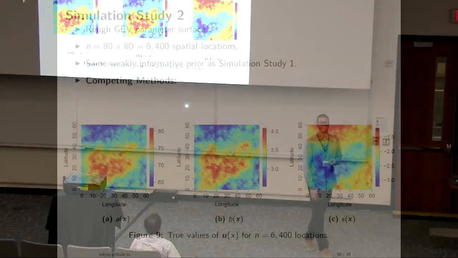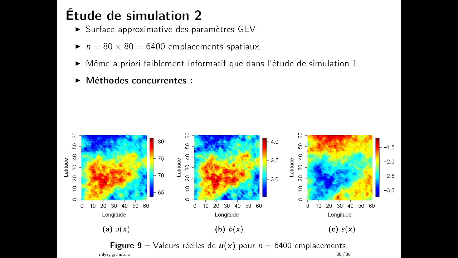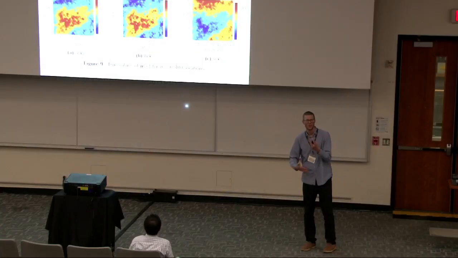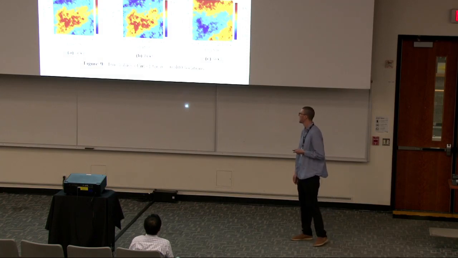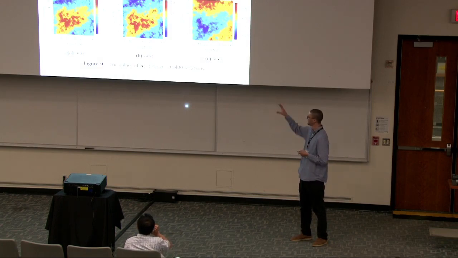First of all, it's 6,400 locations. So that's 80 by 80. This is a lot, and I'll show you what the computing time or memory is on this. Again, same weak prior. This is just what it looks like. So it's not smooth. We generated this with some Gaussian process, not the one that we're using for inference, but something a little bit different here. So these were ground truths that we generated once.